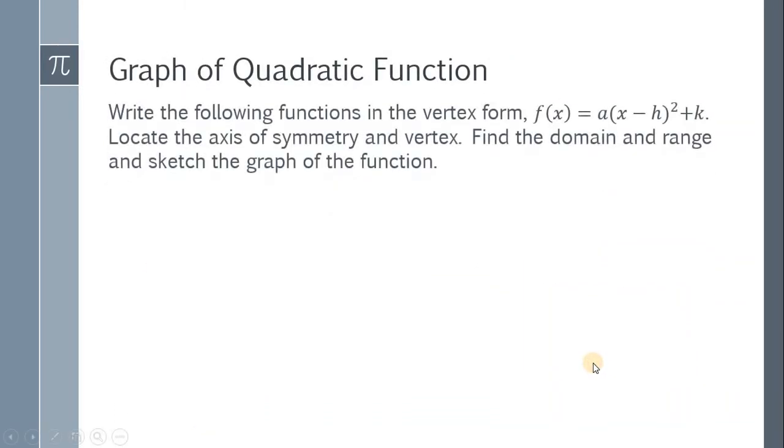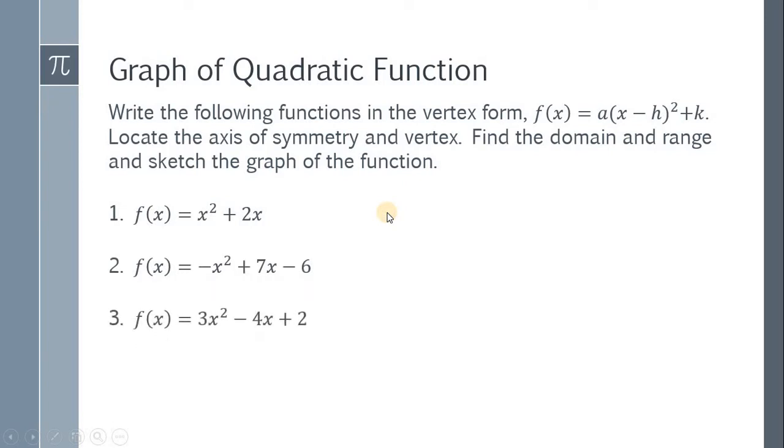Graph of quadratic function. So, write the following function in the vertex form, f of x equals a times x minus h squared plus k. And then, locate the axis of symmetry and the vertex. Last, find the domain and range and sketch the graph of the function. So, meron tayong tatlong examples. Now, nabanggit yung domain and range.